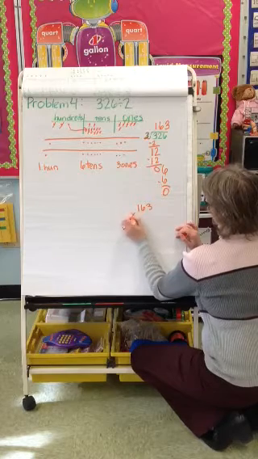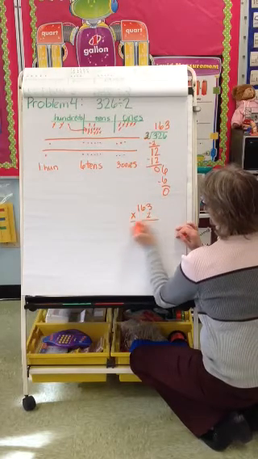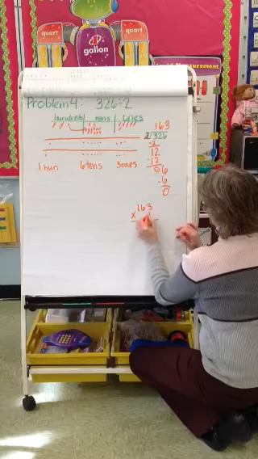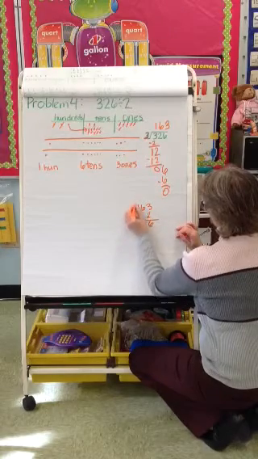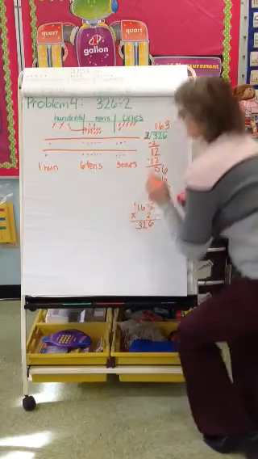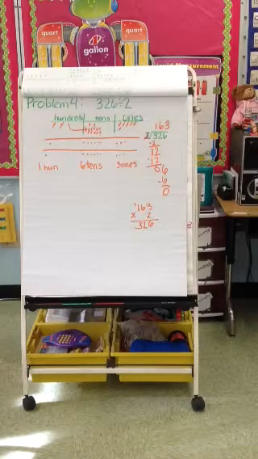163 times 2. 2 times 3 is 6. 2 times 6 is 12. Put down the 2, carry the 1. 326. And it checks.